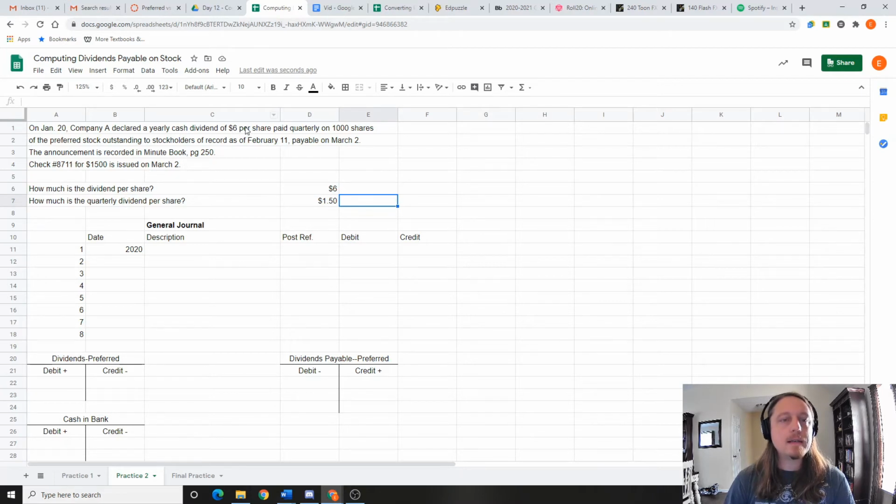Okay, so we're getting $6 per share paid quarterly on 1,000 shares of the preferred stock outstanding to stockholders of record as of February 11th. So on February 11th, boom, we made this decision. We're going to see who's a preferred stockholder at that time, and then we're going to start making a list, and then those people are going to get their first payment on March 2nd of $1.50 per stock. The announcement is recorded in Minute Book, page 250. Check number 8711 for $1,500 is issued on March 2nd.